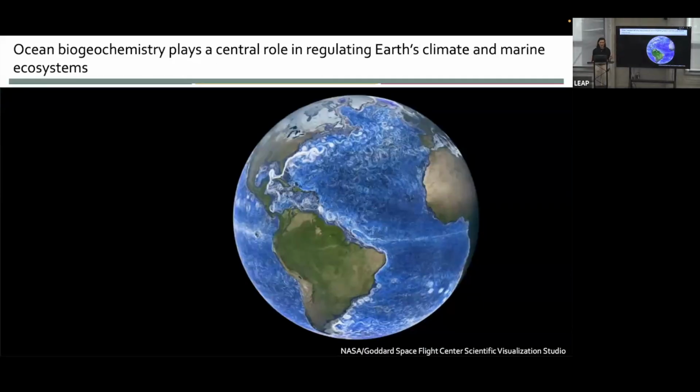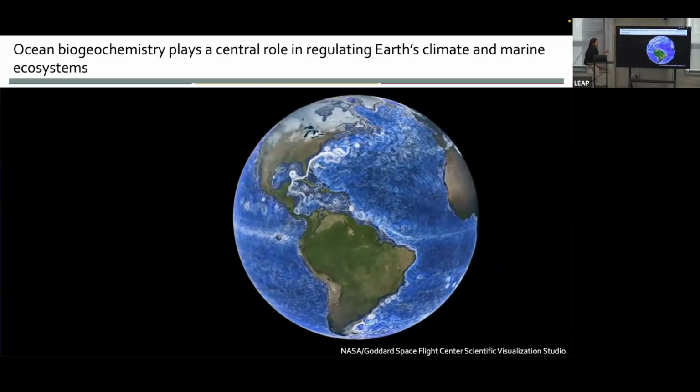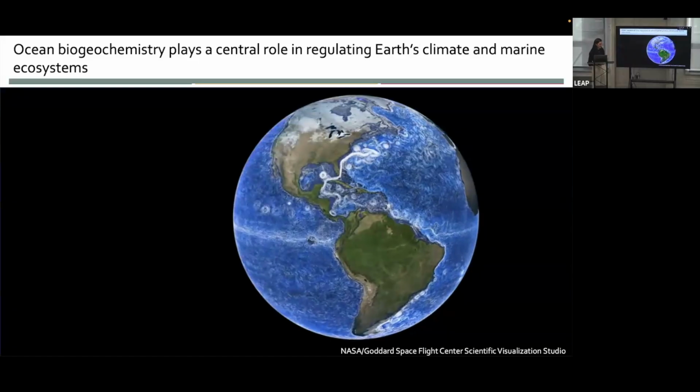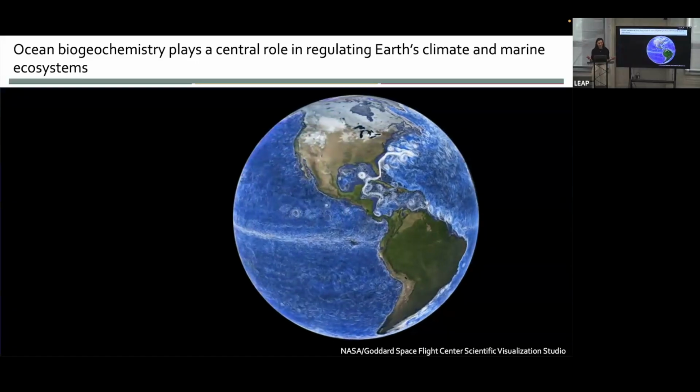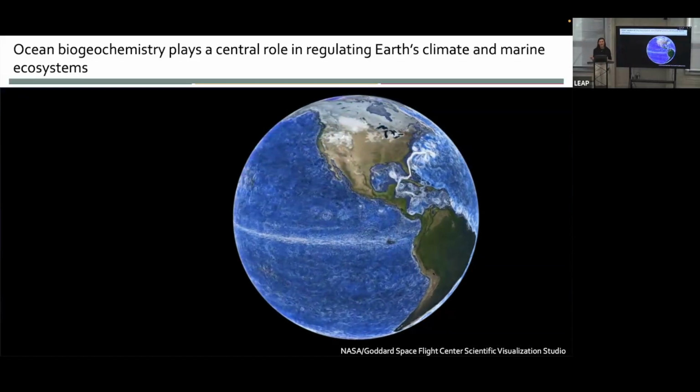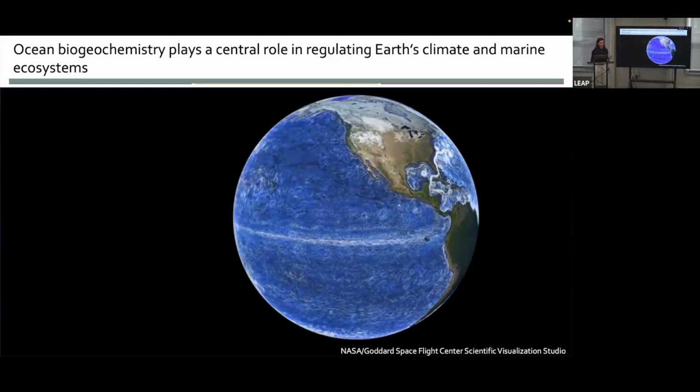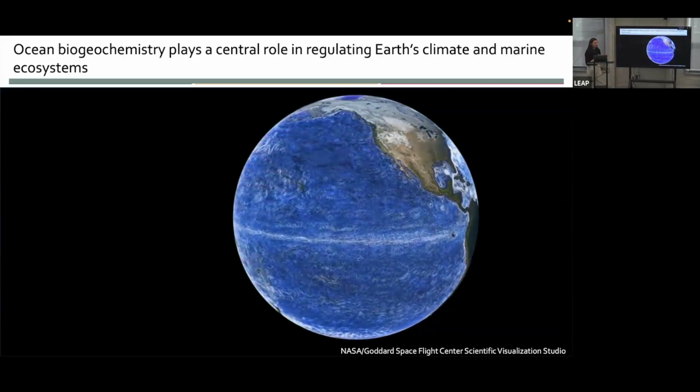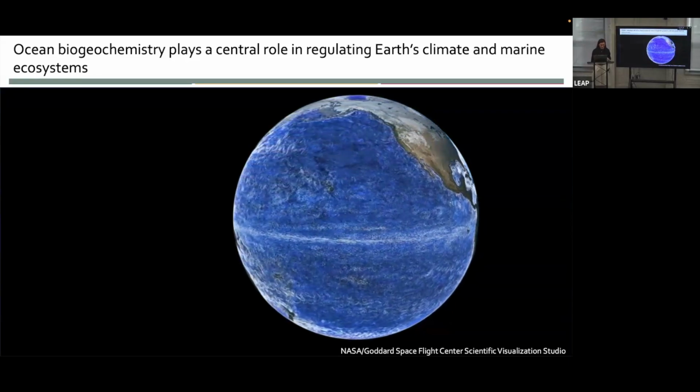So the oceans, of course, play a really central role in the Earth system. It's an incredibly dynamic place. I love this animation from NASA. It circulates on many physical scales and also connects tightly with the atmosphere and the land. So any changes in the ocean really ripple through the Earth system.